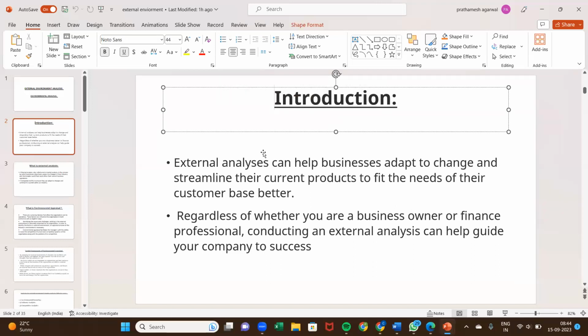So what happens? You do a market research. What do the customers want? Market researchers come into the market. They talk to the customer about what type of product they would like. Then he comes and discusses with his core team in the organization, and they start working as per the demands of the customers. Regardless of whether you are a business owner or a finance professional, conducting an external analysis can help guide your company to success. So, internal environment can be taken care of.